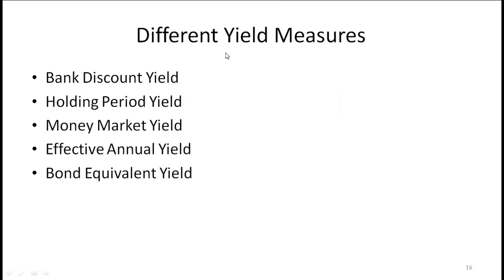Now let's talk about a few different yield measures, and specifically we'll cover the bank discount yield, holding period yield, money market yield, effective annual yield, and bond equivalent yield.